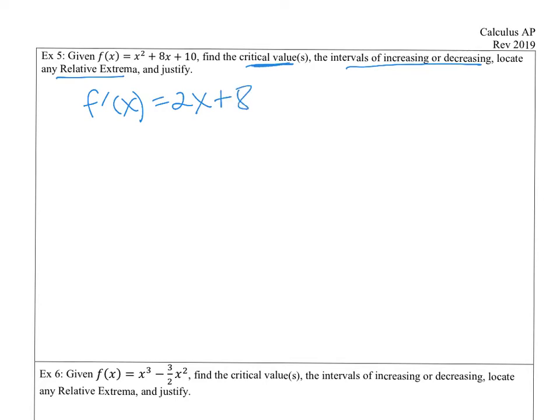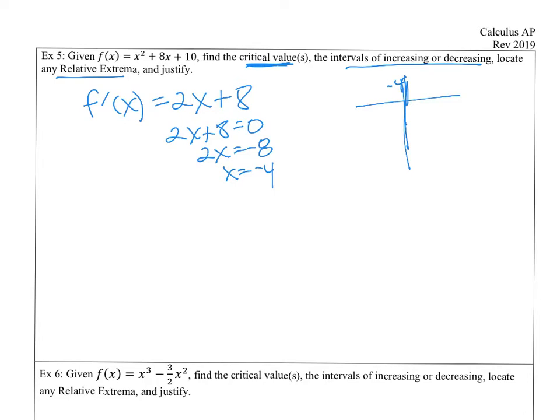And to find our critical values, we set the derivative equal to 0. Okay, so we have our critical values. And then to find our intervals of increasing or decreasing, we make a little chart. And -4 is on here. So this is going to be anything less than -4, so that's going to be right here. We're going to split it up, and then we're going to try numbers less than -4 and greater than -4.